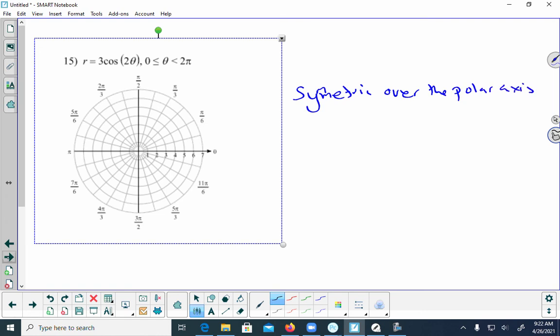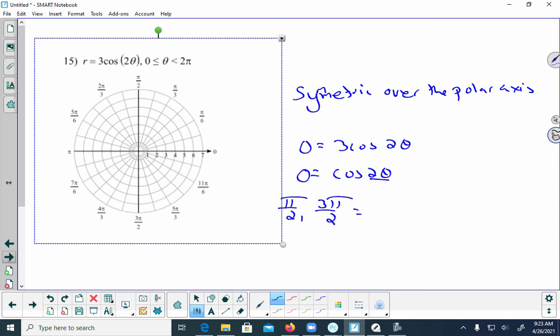The second thing it's going to ask me is to find the theta values where r is equal to 0. So I'm going to say 0 for r is equal to 3 cosine 2 theta. So divide both sides by 3. 0 is equal to cosine of 2 theta. I'm going to ignore the 2 theta right now, and ask myself, when is the cosine equal to 0? Well, the cosine is equal to 0 at pi over 2 and 3 pi over 2. That's one lap around the unit circle when the cosine is equal to 0.